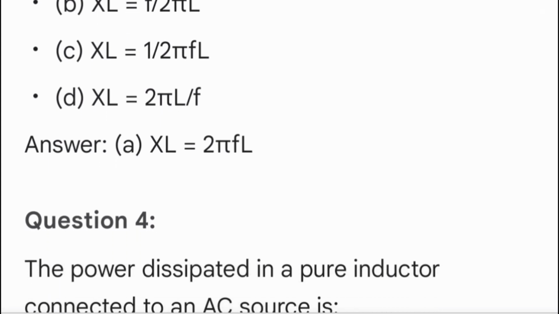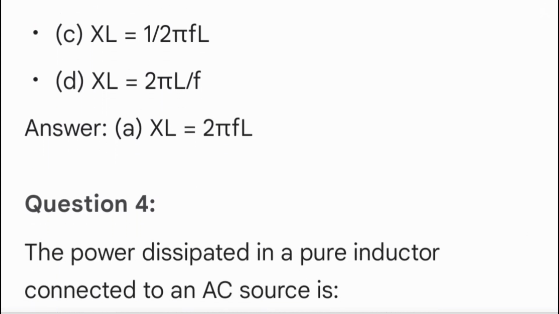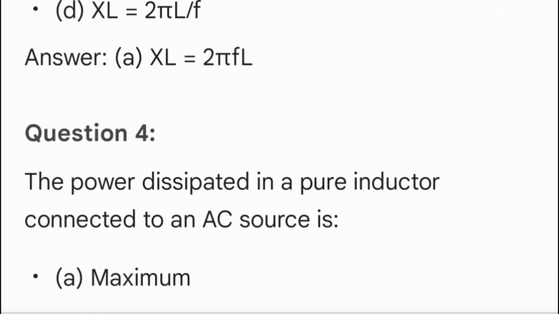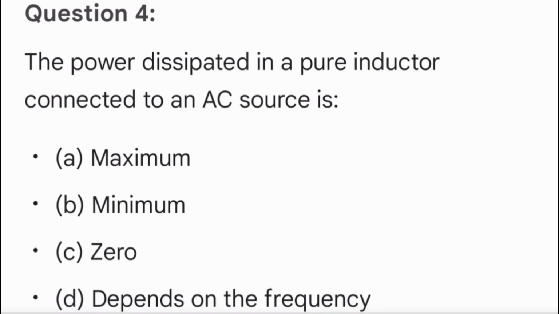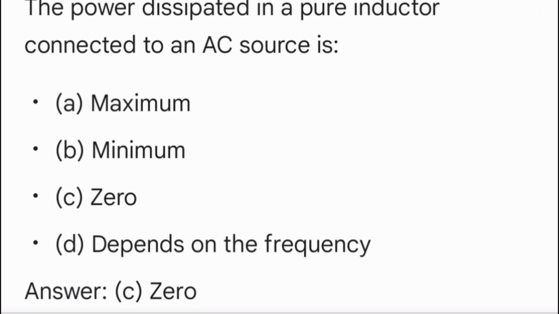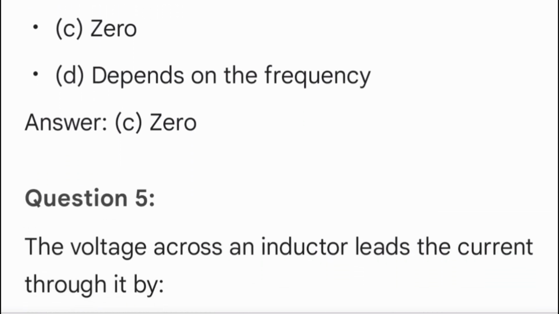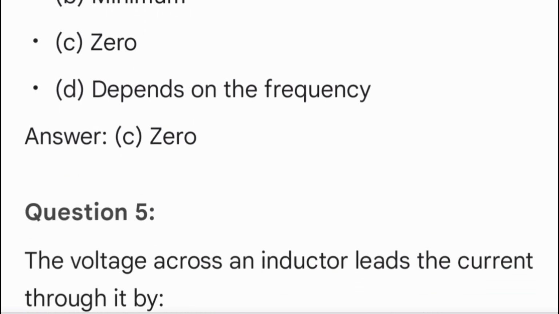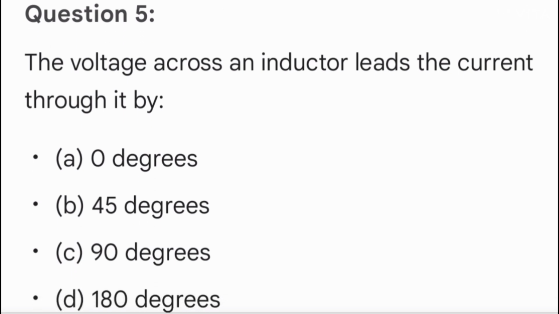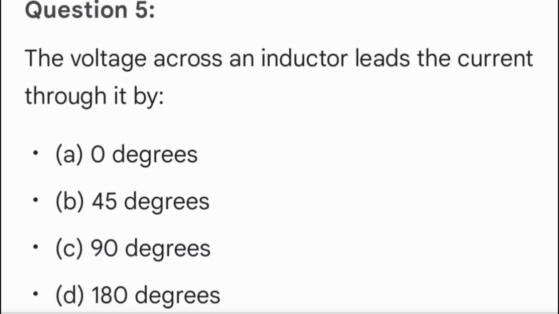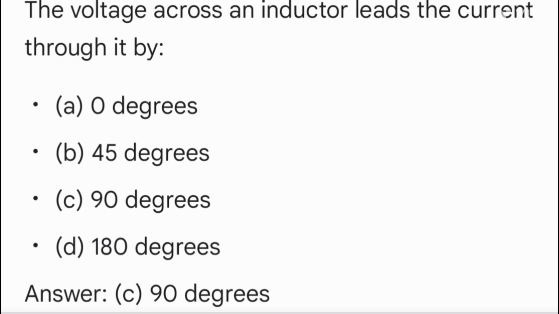Question 4. The power dissipated in a pure inductor connected to an AC source is A. maximum, B. minimum, C. 0, D. depends on the frequency. Answer: C. 0. Question 5. The voltage across an inductor leads the current through it by A. 0 degrees, B. 45 degrees, C. 90 degrees, D. 180 degrees. Answer: C. 90 degrees.